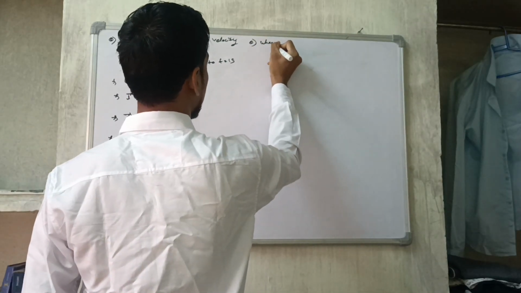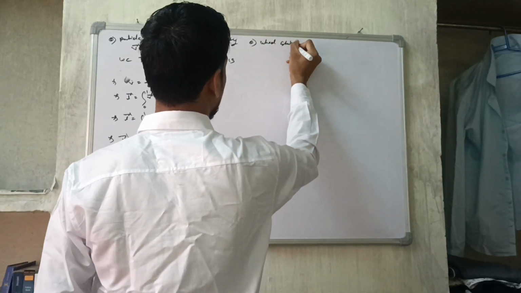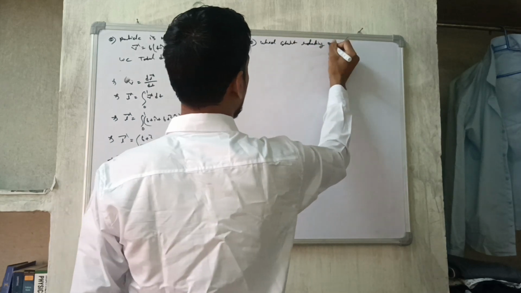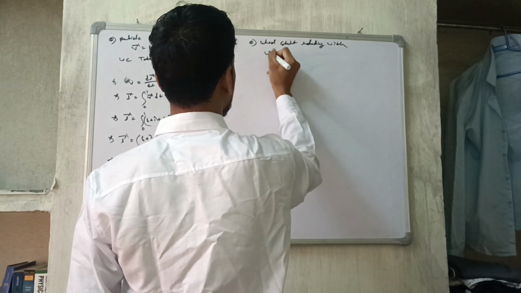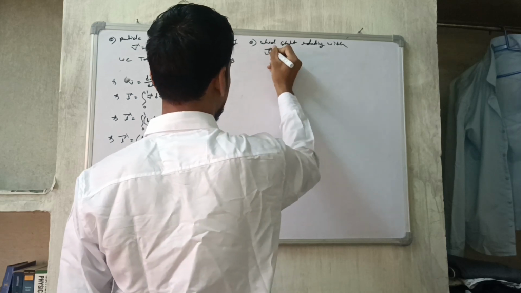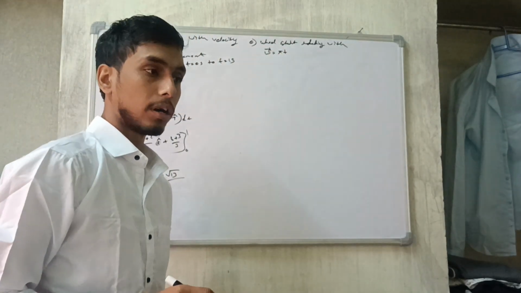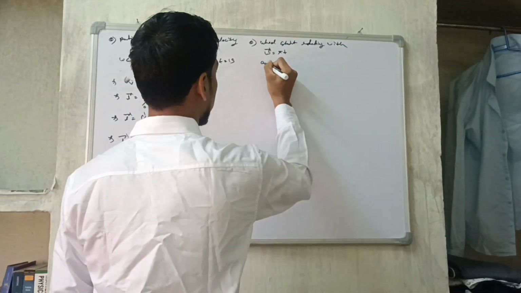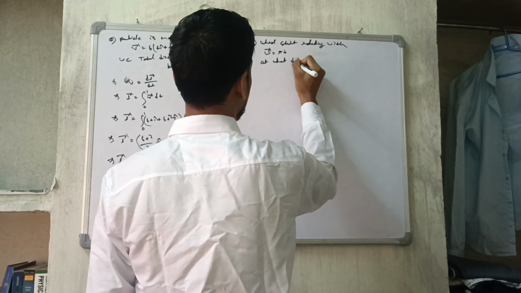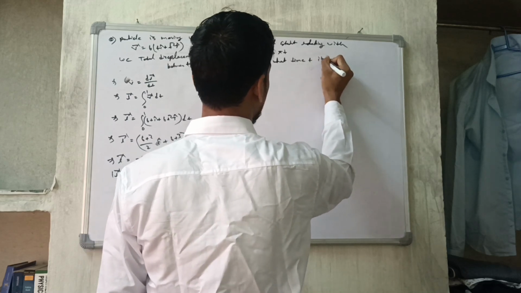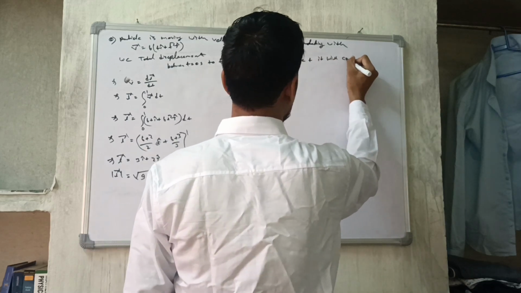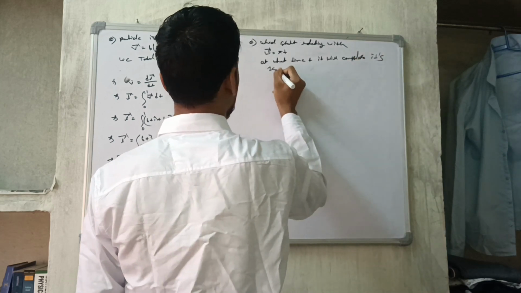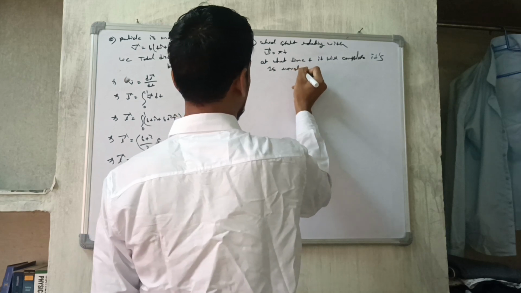Then we take a second example. A wheel starts rotating with angular velocity pi t. Then we have to calculate at what time t it will complete its first revolution.